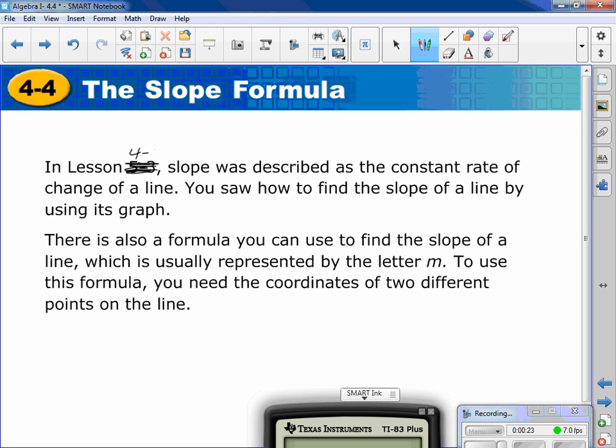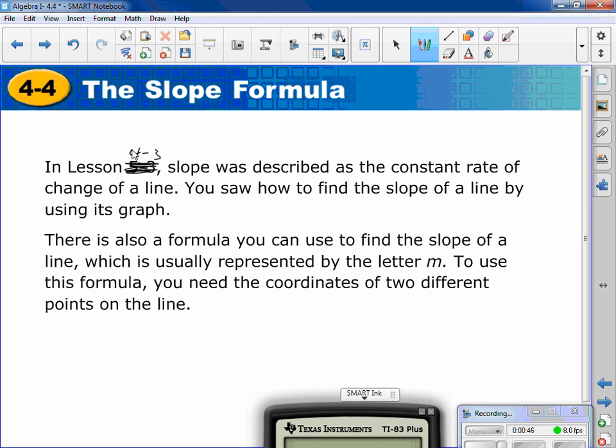Should say 4-3. In 4.3, we described slope as the constant rate of change of a line. You saw how to find the slope of a line by using its graph. There's a formula that we can use to find slope. Slope is represented by the letter m. I don't know why it's the letter m, but we use the letter m.